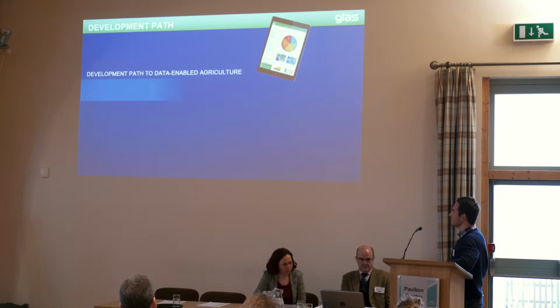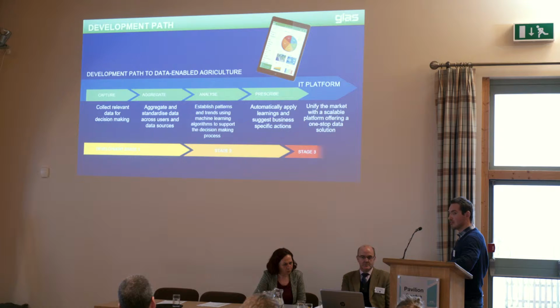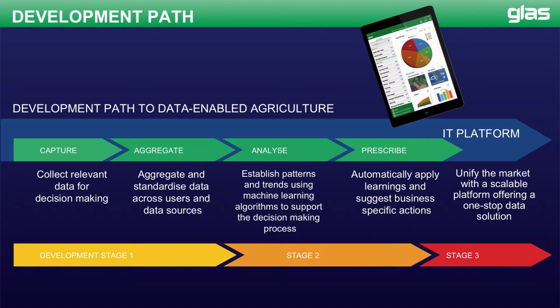So what we're currently focusing on is this system which can provide all this sort of stuff, and this is to do with the capture and aggregation of data. But we see in the future there's quite a lot of opportunity with the analysis and the prescription of data. And this is using techniques such as machine learning and artificial intelligence to actually identify negative patterns in agricultural data, and not only identify them, but also prescribe solutions to them. And this is all moving towards a sort of unified IT platform for agriculture.